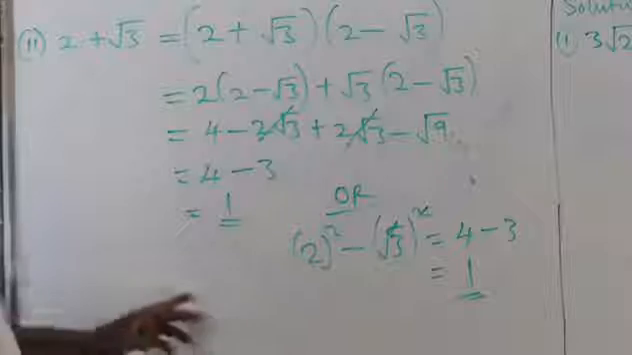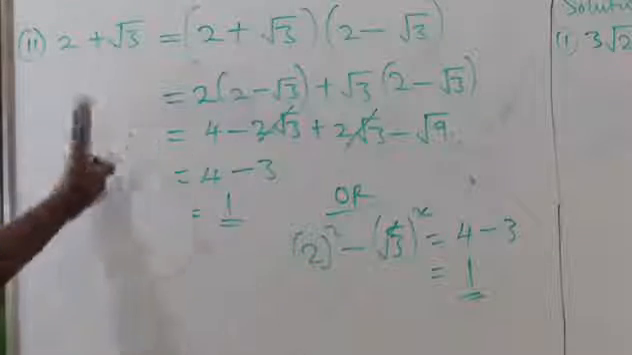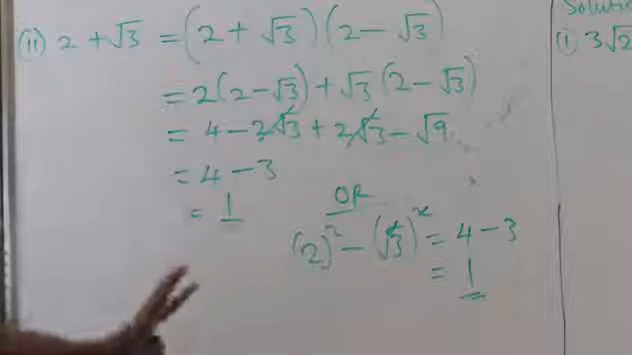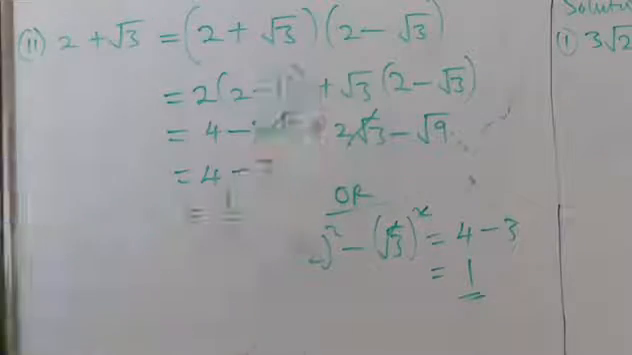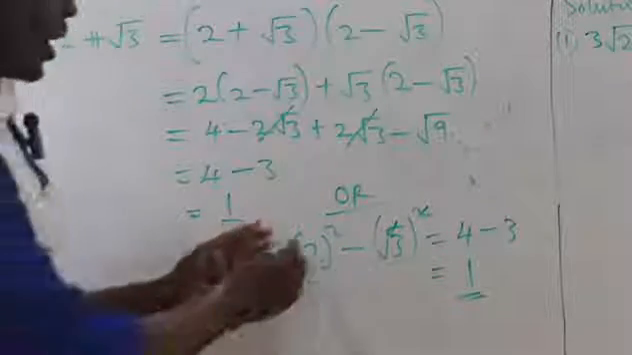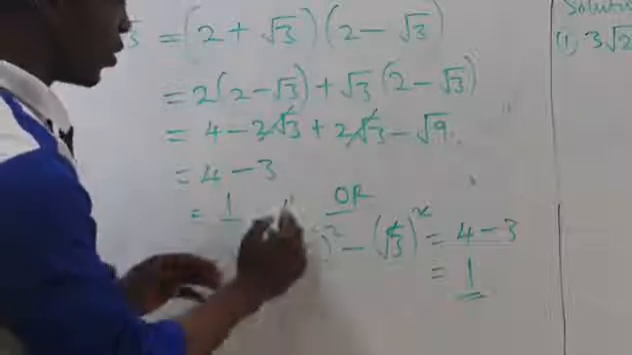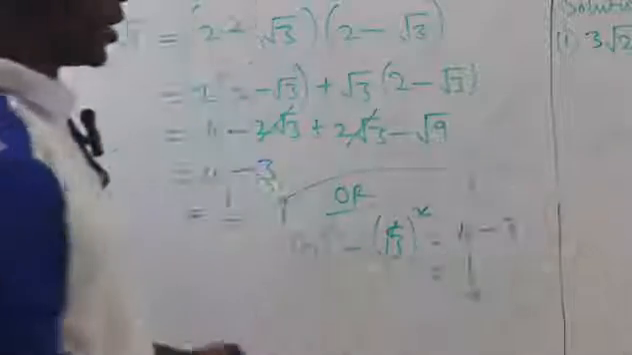So you can see from the two methods, from the long method and the short method, we have the same value for question 1 and question 2. So you can as well make use of the short method, especially in OBJ.